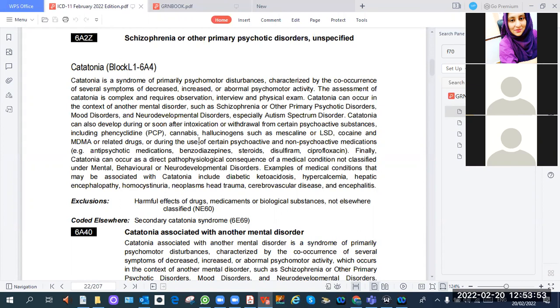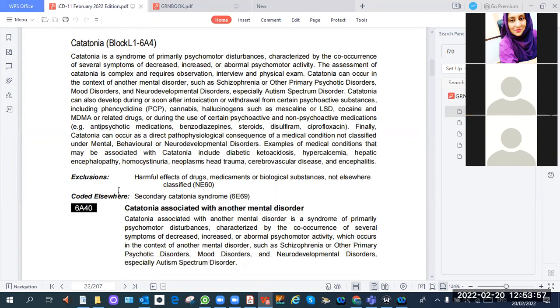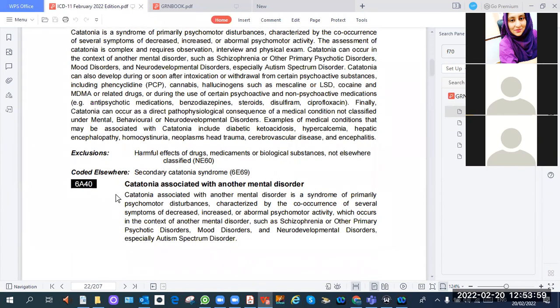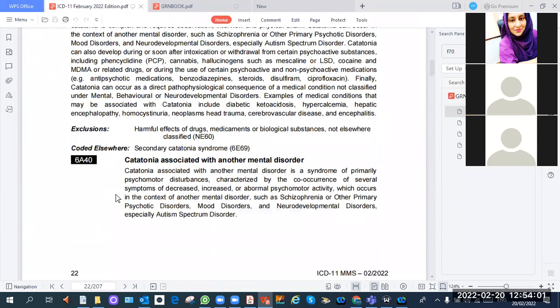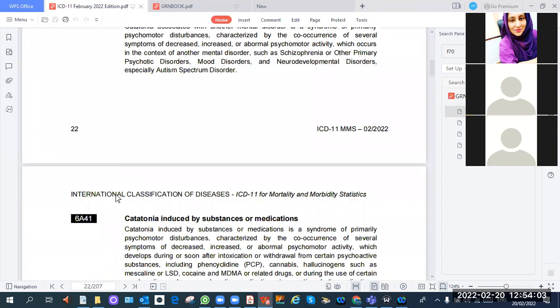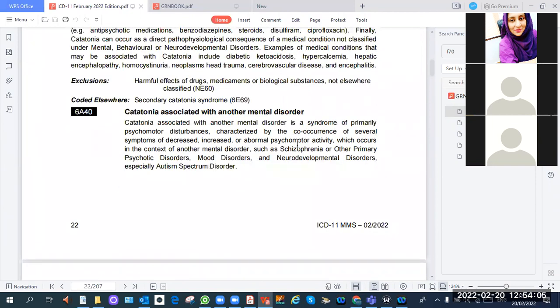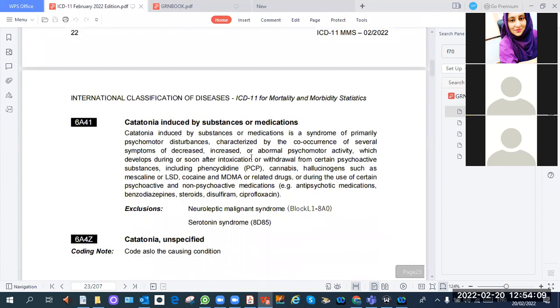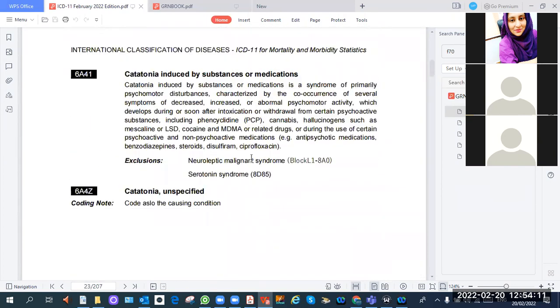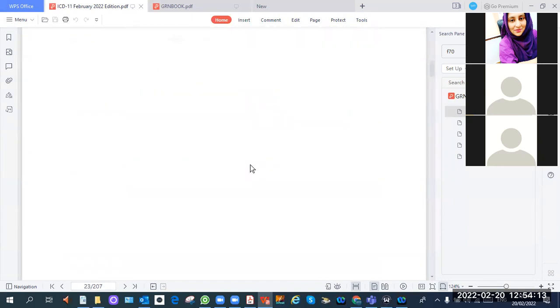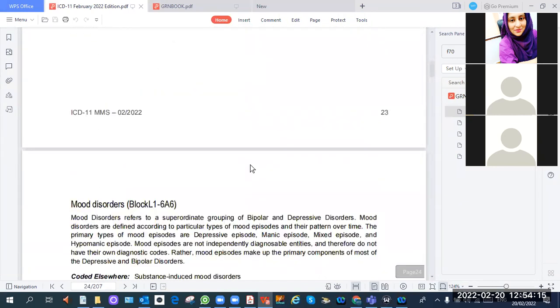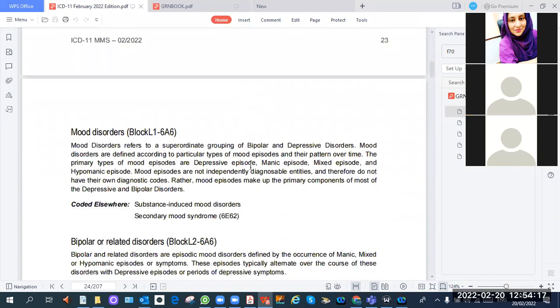So you can say schizophrenia plus catatonia, 6A20 plus 6A40, for example, if it fulfills. So with another mental disorder, most likely it will be schizophrenia. It can be due to substances, medication, and it could be unspecified. And usually we use the Bush-Francis catatonia rating scale.